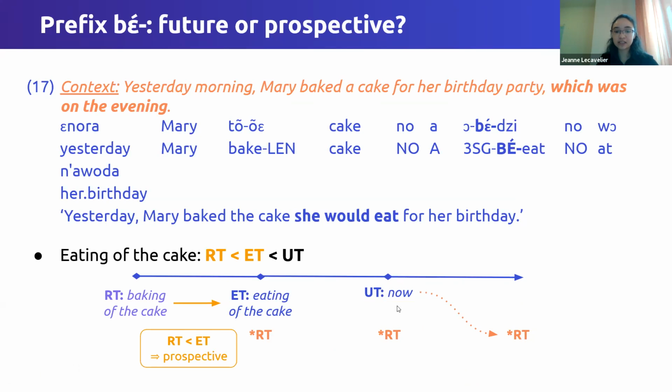So the eating of the cake is before the now of the reference time. And the only thing that can be coded then by the bay plus high tone is that the reference time, which is then coded by the matrix clause and corresponds to the baking of the cake, is before the event time. And then again, it wouldn't make any sense to say that the bay plus high tone codes that the reference time is before the reference time, because it wouldn't make any sense to have a reference time in the future.